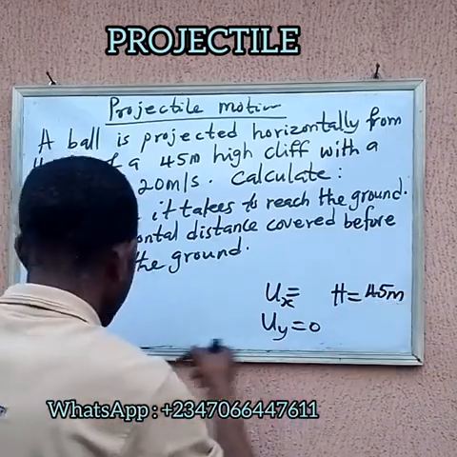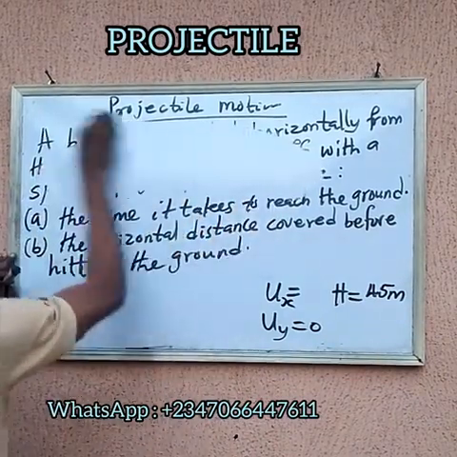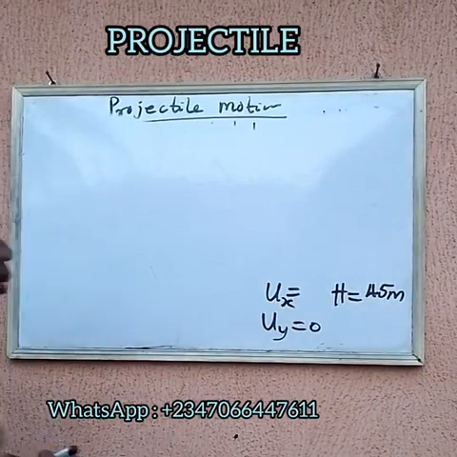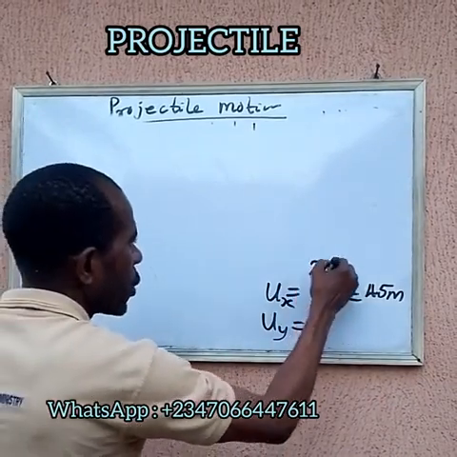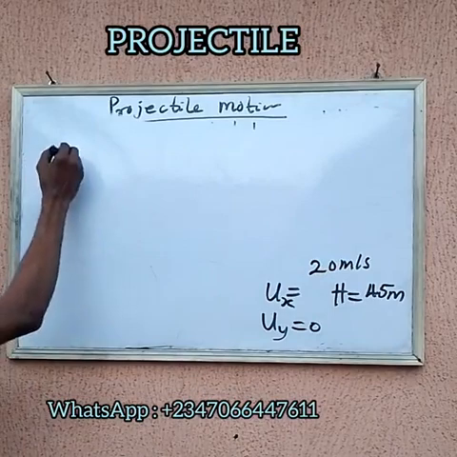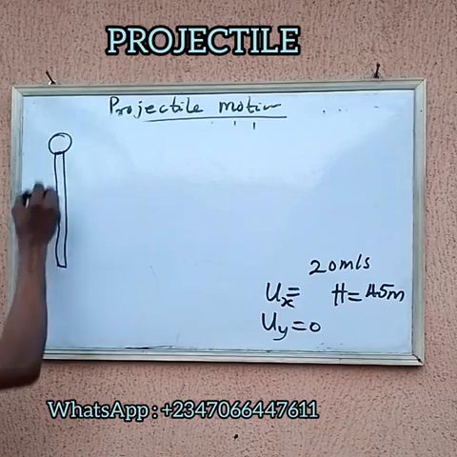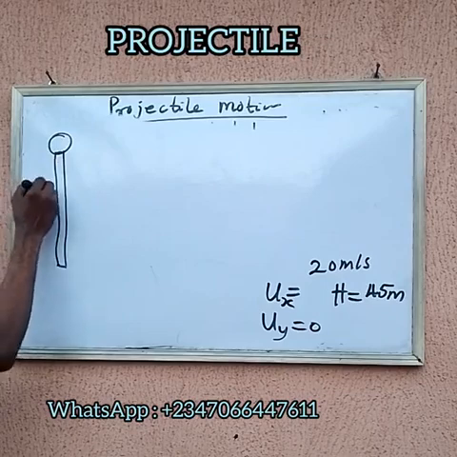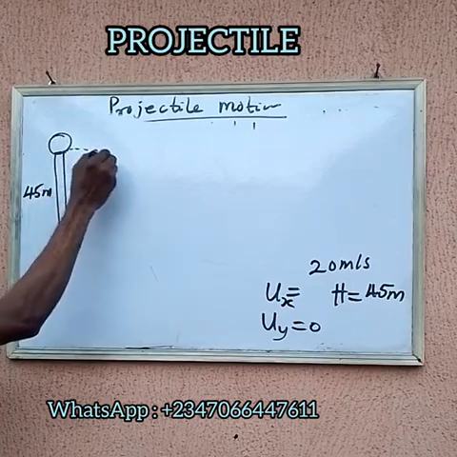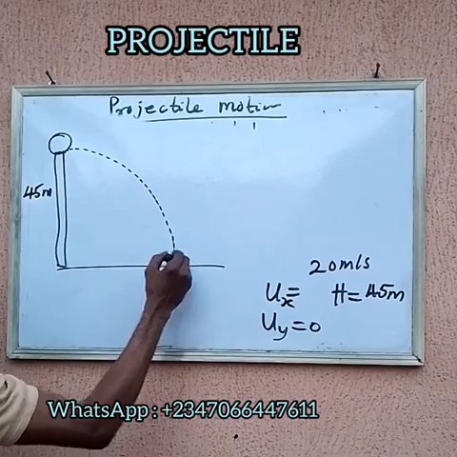Now let us draw the diagram, since we already know what we are asked to calculate. From the question, u there is 20 meters per second. Let's assume this is a cliff and the ball is released here, and we are told that this cliff is 45 meters high. When the ball is released, it will take a parabolic path, then get to the ground. It will hit the ground here.